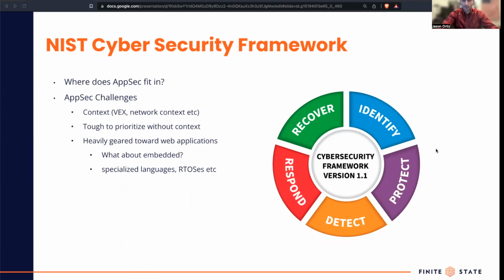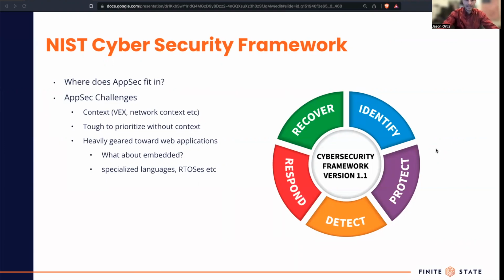AppSec is a great tool, but it is just one tool. It does not consider context, doesn't consider exploitability, for example. If you find a vulnerability, how exploitable is that vulnerability? It doesn't consider things like network context or configuration context because it doesn't know about those things. Those things are all to the right of all of our application security analysis.